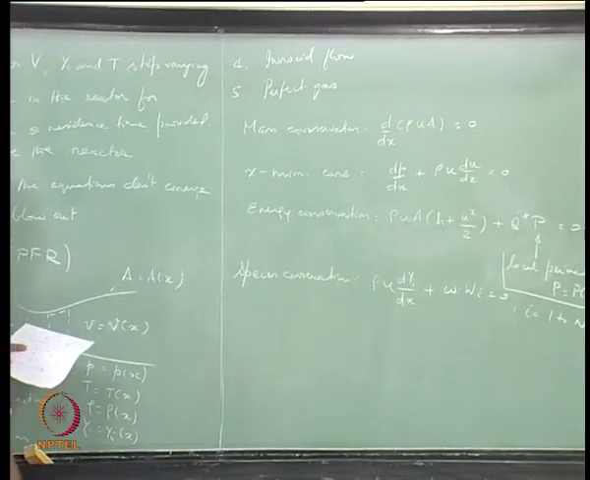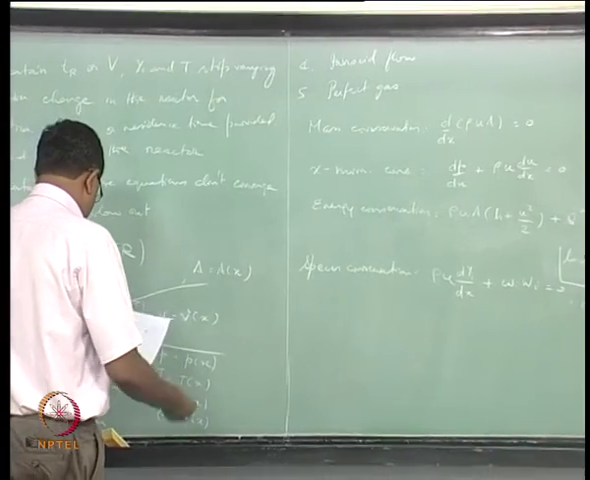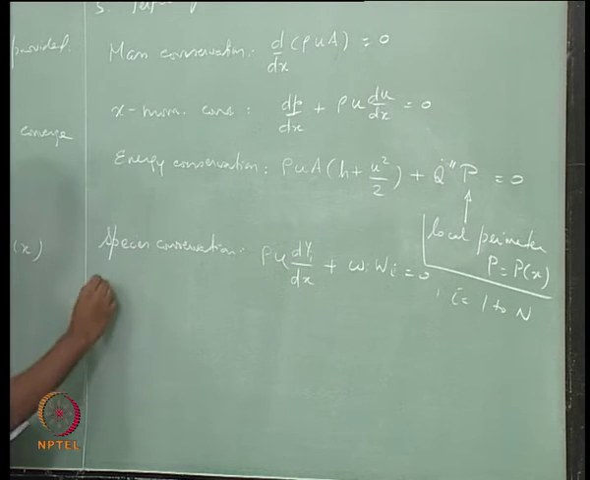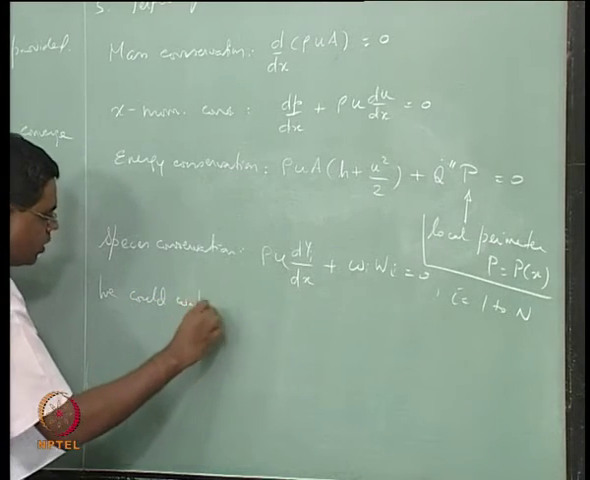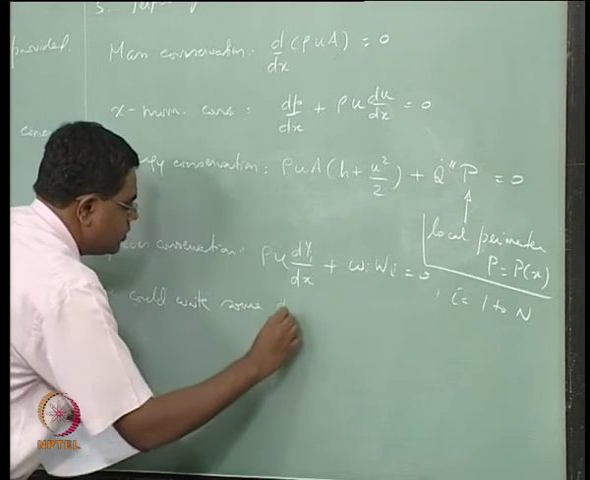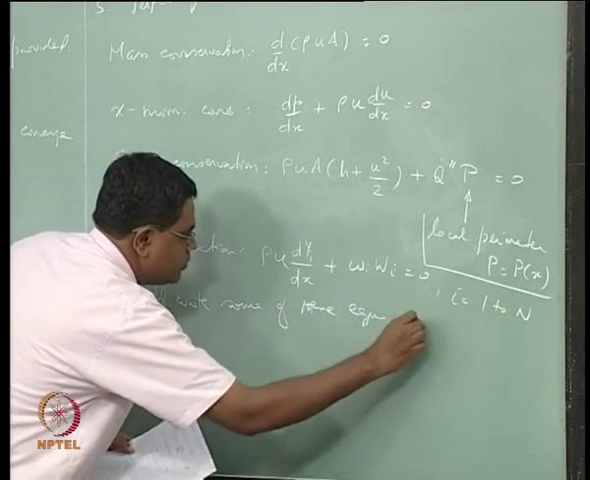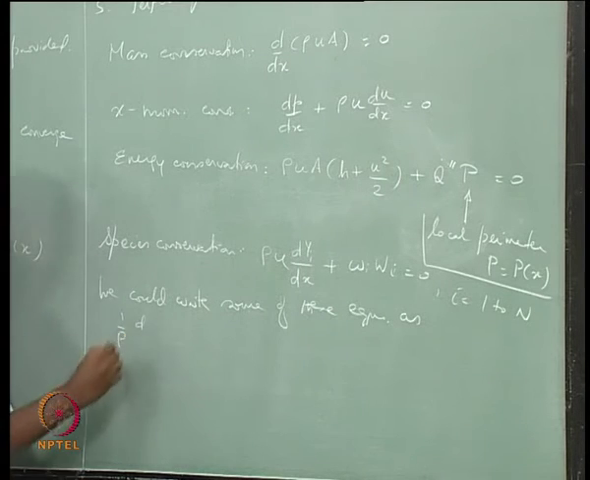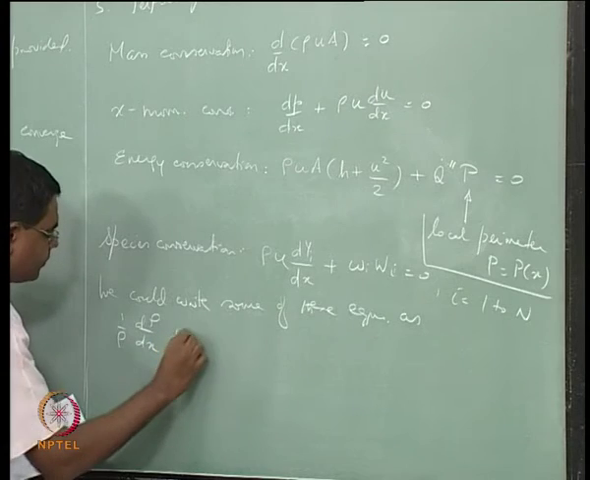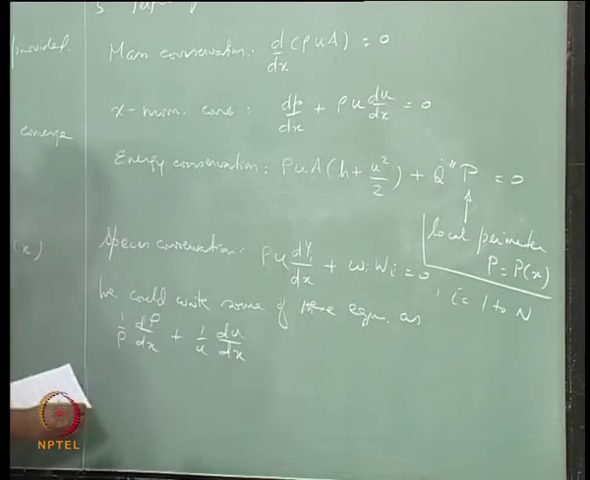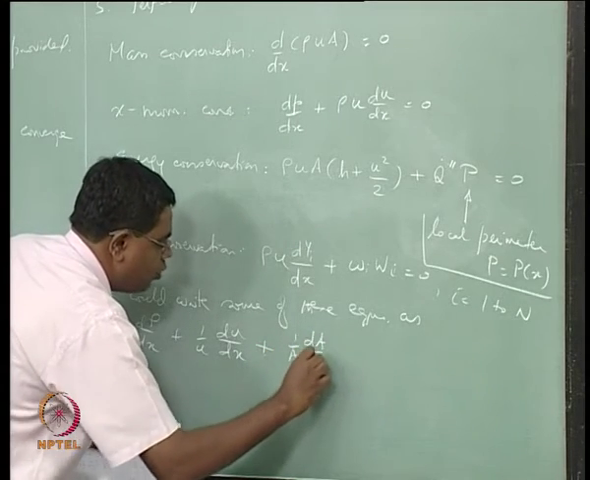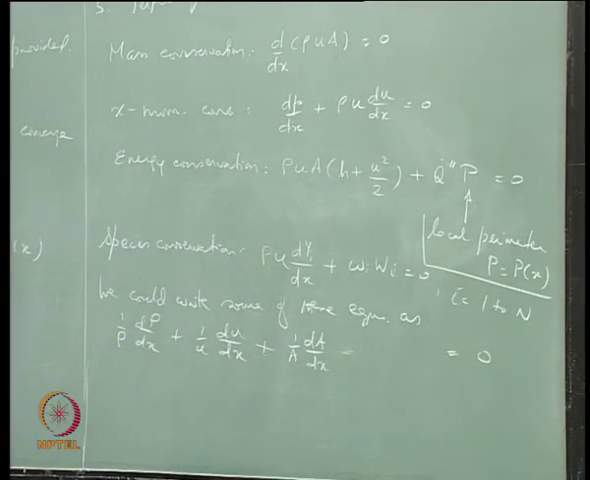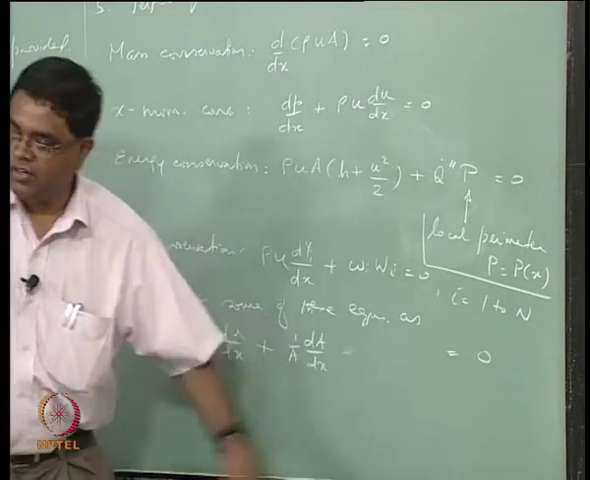So how can we deal with this? We now have to do some more jugglery. We could write some of these equations as, let us say you pick the first one, you open up these brackets and write this as 1 over rho d rho over dx plus 1 over u du over dx plus 1 over A dA over dx. Let me go a little further out and then write equal to 0. You now begin to get the drift of why I am having that 0 right at the far end.